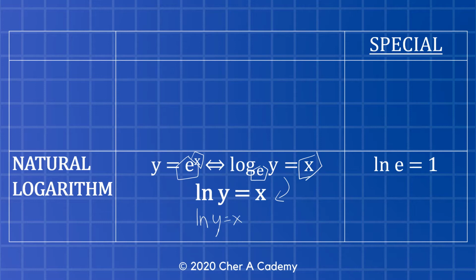So don't be afraid when you see ln y equals x. It basically means log base e, y equals x. So we need to know a special natural log. When you see ln e, it actually means log base e, e is equal to 1. So remember earlier on we have a special log. If these two numbers are the same, the final answer will be 1.